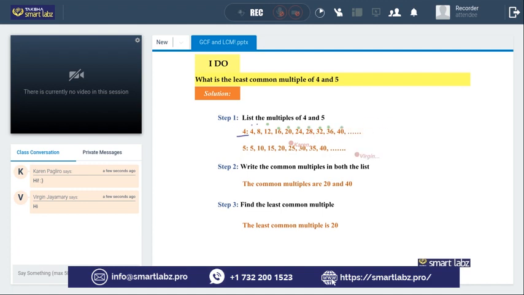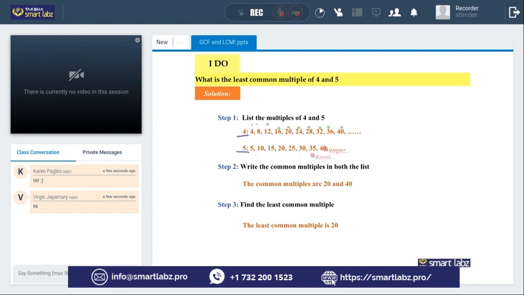Ooh, somebody's been practicing their multiplication tables. Good job. That was awesome. So now the multiples of 5. Can you read these out to me? 1 times 5 is 5, 2 times 5 is 10, 3 times 5 is 15, 4 times 5 is 20, 5 times 5 is 25, 6 times 5 is 30, 7 times 5 is 35, 8 times 5 is 40.